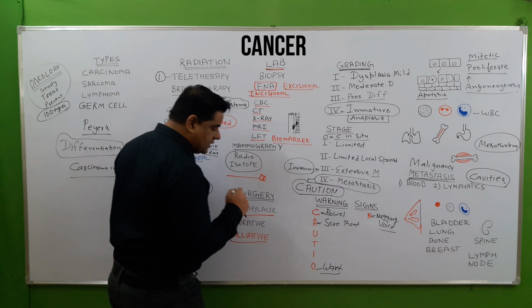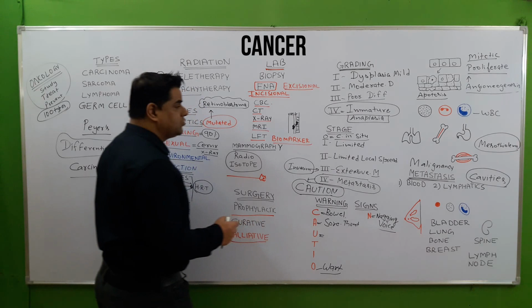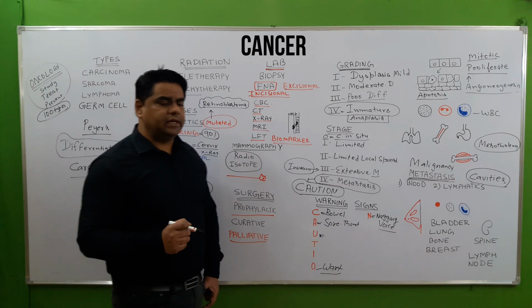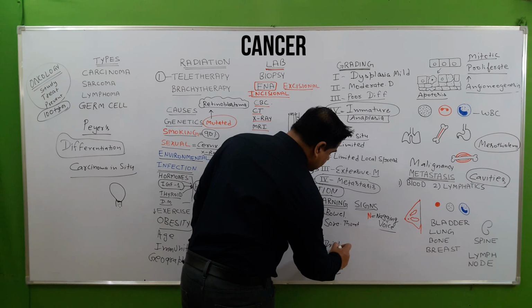Then is the unusual bleeding. From the U, it means unusual bleeding. For example, in case of cervix cancer, the cervix is this part which opens into the vagina, there can be unusual bleeding. And from the word T, there is thickened, we can say thick lump. Thick lump can be there.